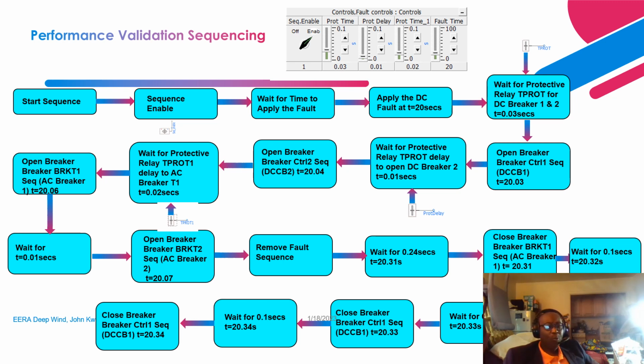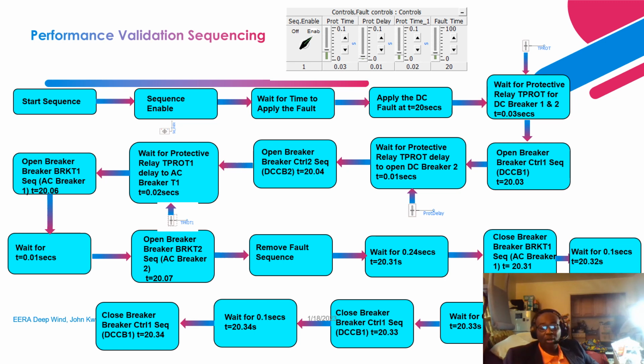Then I wait, based on this protection relay, for the AC side circuit breaker, 0.02 seconds. Then I open AC side circuit breaker 1. Then wait for another 0.01 seconds. Then I open AC side circuit breaker 2. After that, I remove the fault. I clear the fault. Then I wait for 0.24 seconds to re-energize the DC grid or configuration of my DC network.